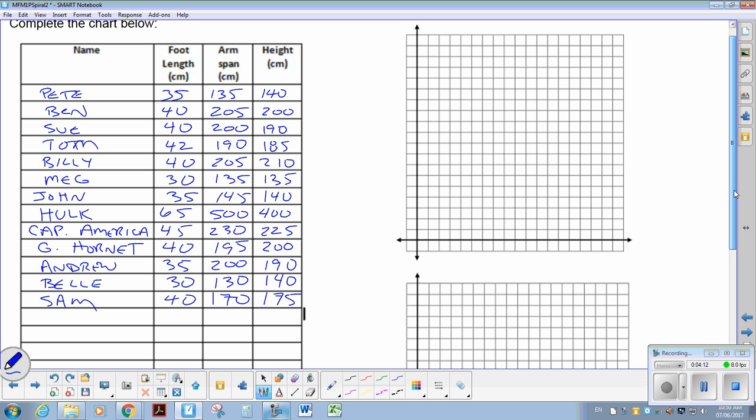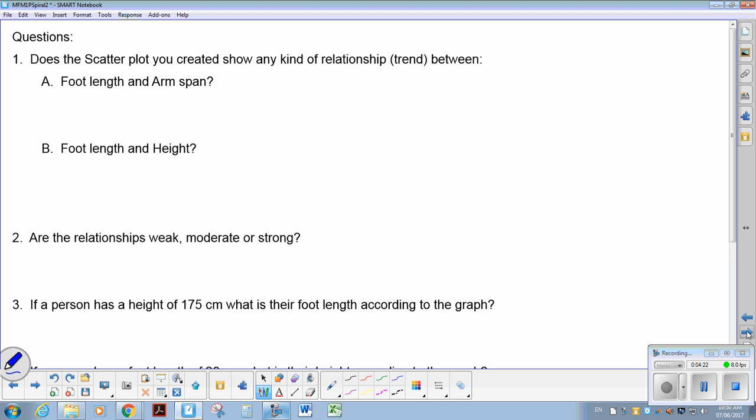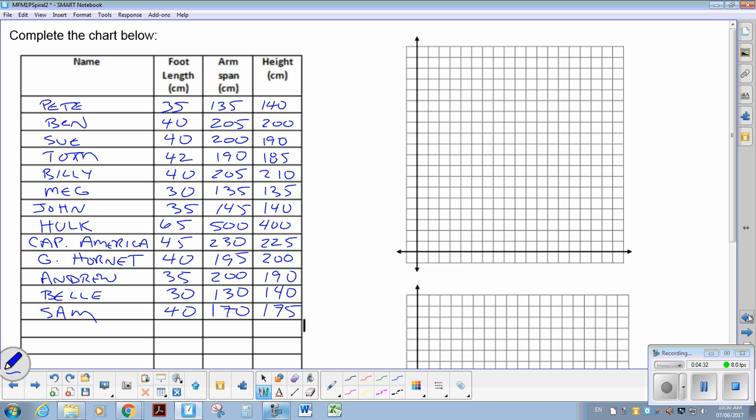All right, so now that you've copied down the class data, we're going to move on. I'm going to go to the questions, and then we'll come back to the graphs here. So I need to know what I'm graphing. So in the questions, it says, does the scatter plot show any type of relationship or trend between foot length and arm span? So I'm going to plot on my axes. So it listed foot length first. So I'm going to put foot length across here. I'm going to put arm span up here, and we're measuring everything in centimeters.